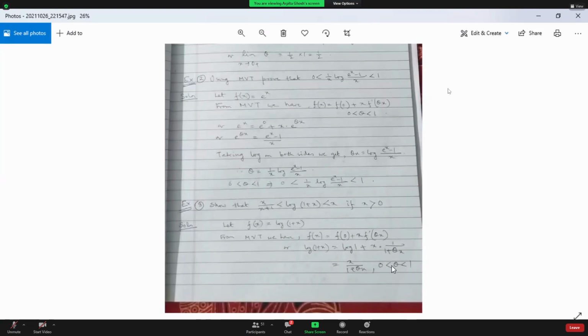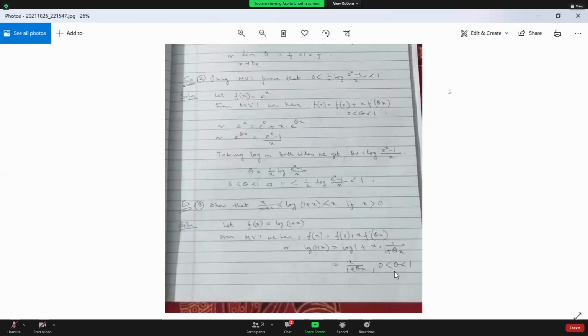Since theta lies between 0 and 1, therefore theta into x lies between 0 and x. So 0 less than theta into x less than x. We need x divided by 1 plus theta x. I've got the limits of theta into x: 0 less than theta into x less than x. So if we add 1 throughout, we'll have 1 plus 0 less than 1 plus theta x less than 1 plus x. Now let us take the inverse of it.